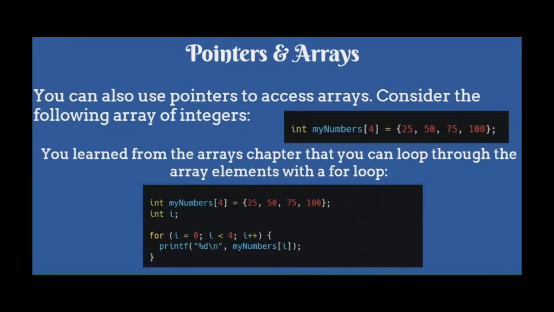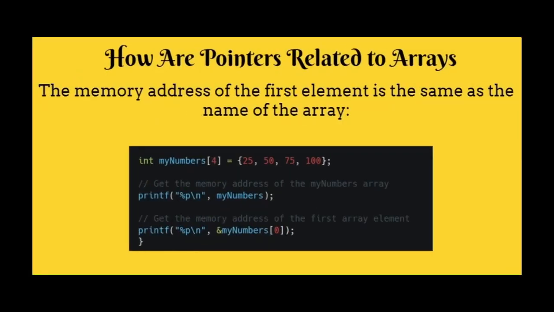Pointers & arrays. You can also use pointers to access arrays. Consider the following array of integers. You learned from the arrays chapter that you can loop through the array elements with a for loop. How are pointers related to arrays? Okay, so what's the relationship between pointers and arrays? Well, in C, the name of an array is actually a pointer to the first element of the array.